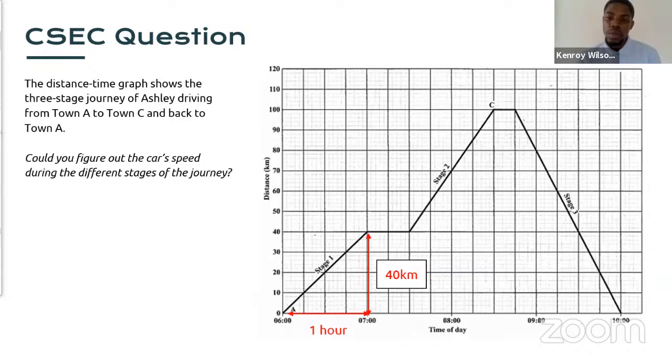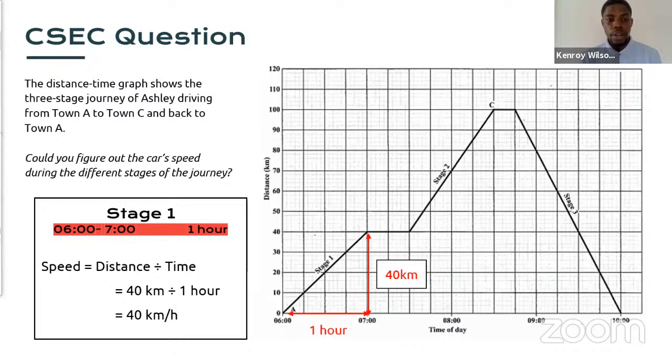All right, so the speed during the first stage of the journey is indeed 40 kilometers per hour. And here comes the calculations right now. We think about the 40 kilometers and we literally divide it by that hour. So at the end of the day, we have a rate of 40 kilometers per hour. And that is how we read it, right? 40 kilometers per hour.